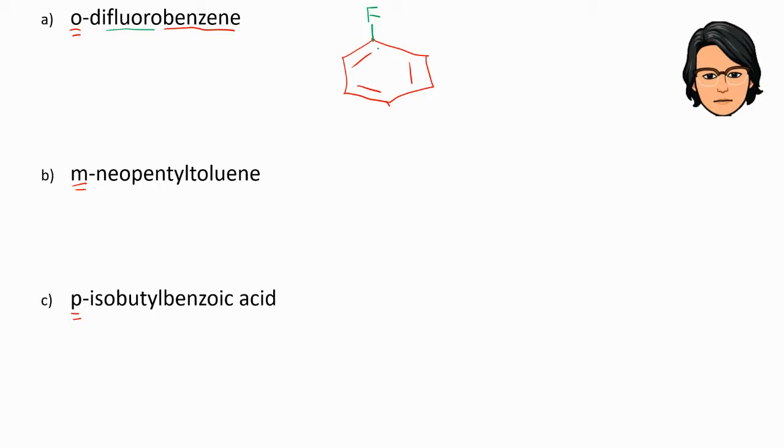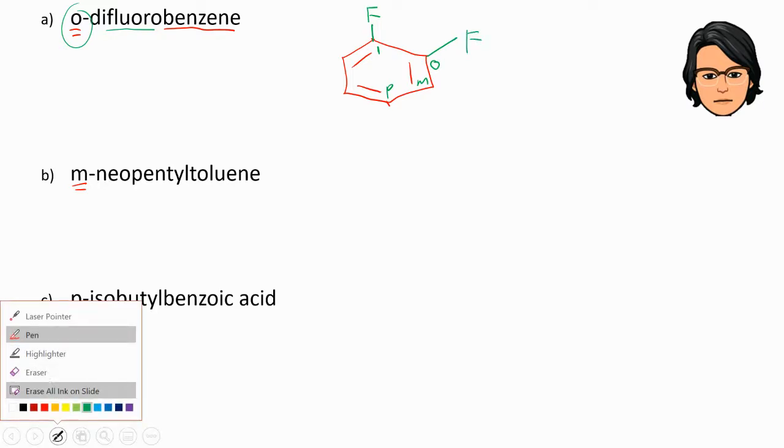So if this is the first fluorine, then our positions, the next to number 1 will be ortho, followed by meta and para. Okay, now we draw the substituent. Ortho-difluoro, so another fluorine at ortho. Okay, now next one.